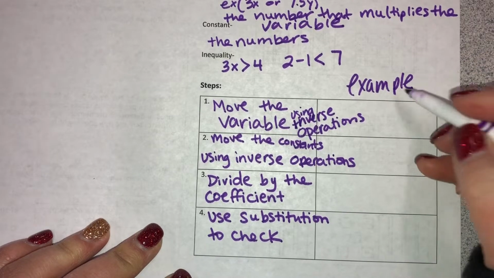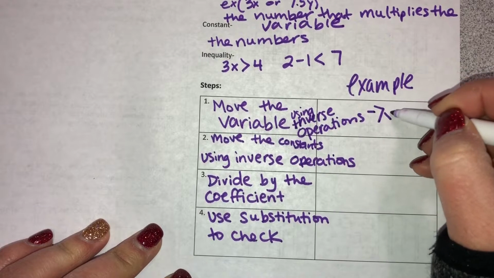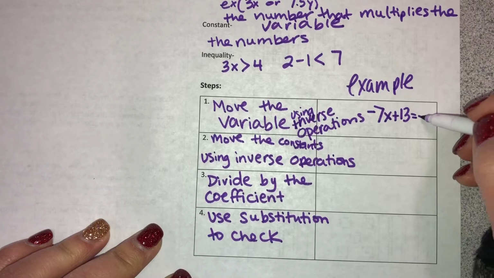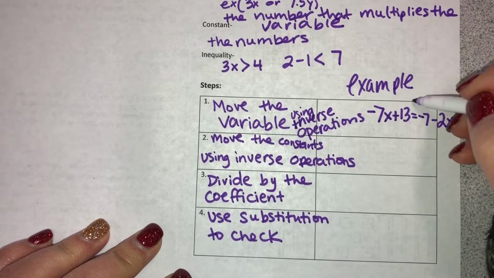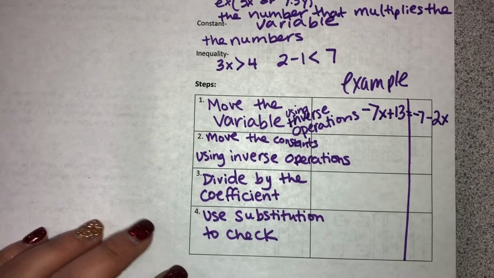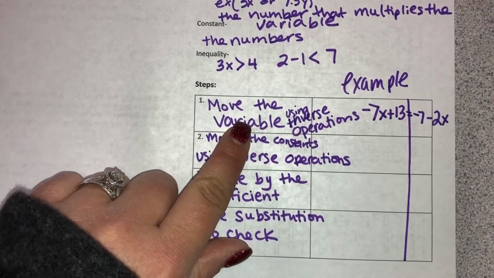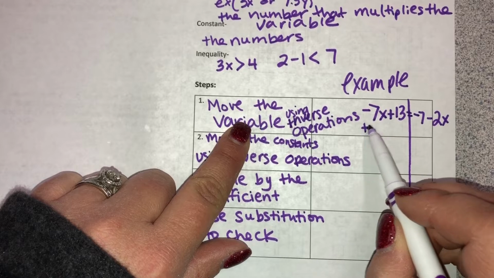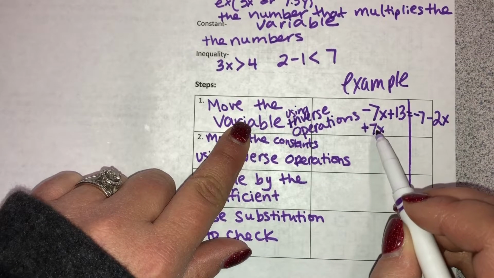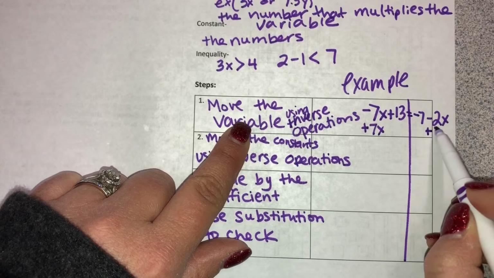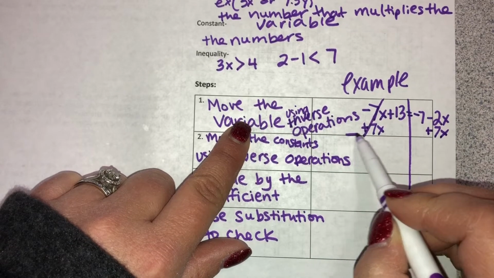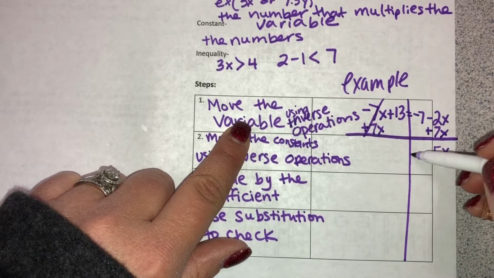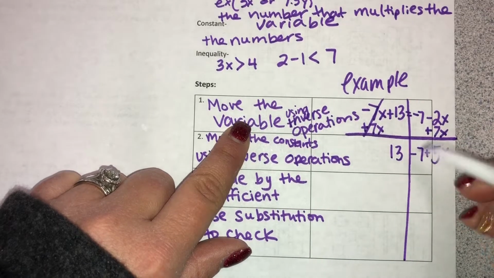Here's my equation: negative 7x plus 13 equals negative 7 minus 2x. Let's say that's our example, okay? You're going to go step by step every time. Step 1 is to move the variables using inverse operations. So I would do the opposite of negative 7x and do plus 7x. Whatever you do to one side, you must do to the other. So plus 7x. This cancels, and negative 2 plus 7 equals 5. Okay? Bring down everything you didn't use.